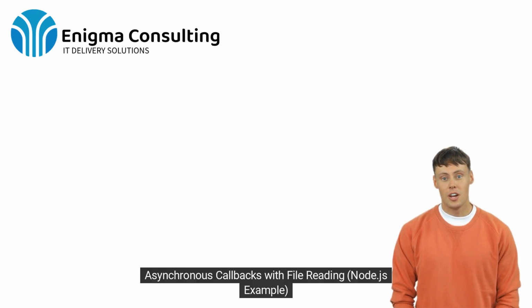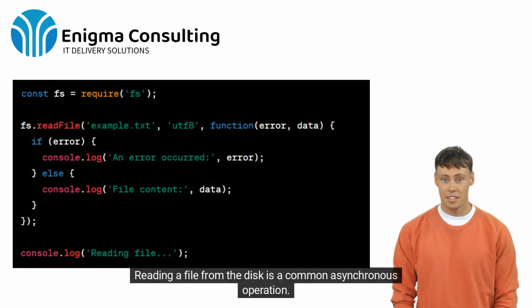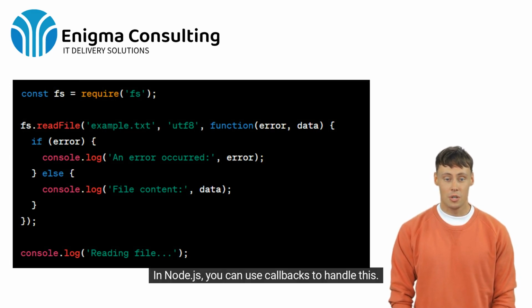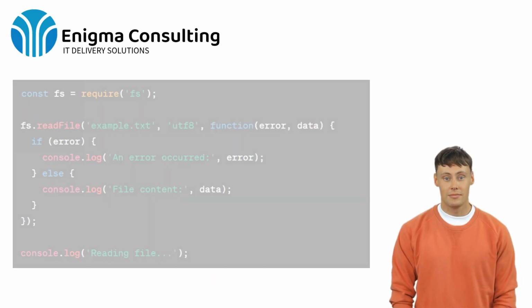Asynchronous callbacks with file reading, Node.js example. Reading a file from the disk is a common asynchronous operation. In Node.js, you can use callbacks to handle this.